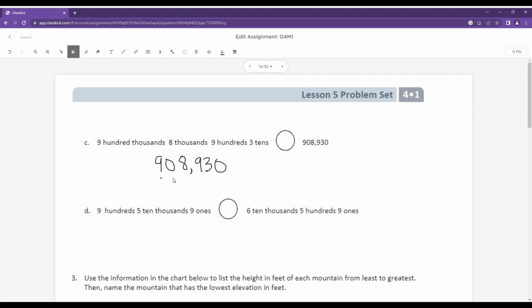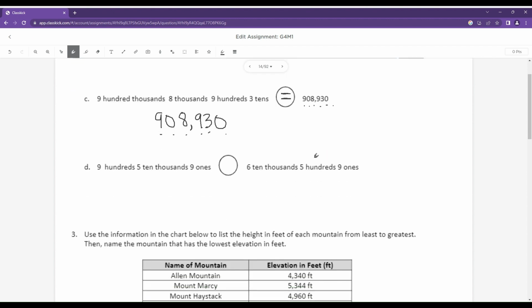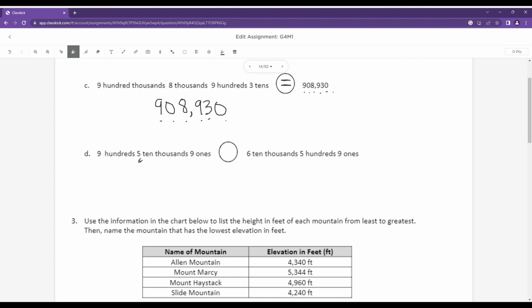So 908, hey, it's the same over here. 908,930, 930. So I have the exact same digits in the exact same place values. That's going to make these equal to each other. 908,930 is equal to 908,930.